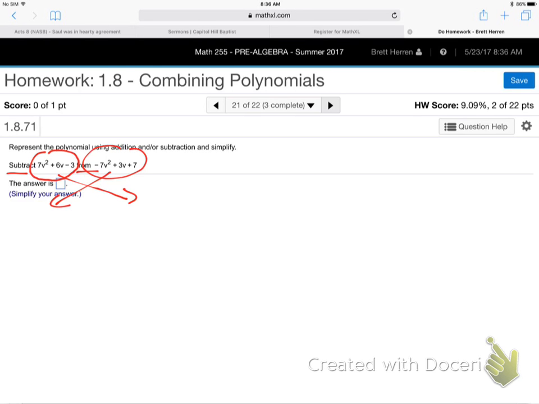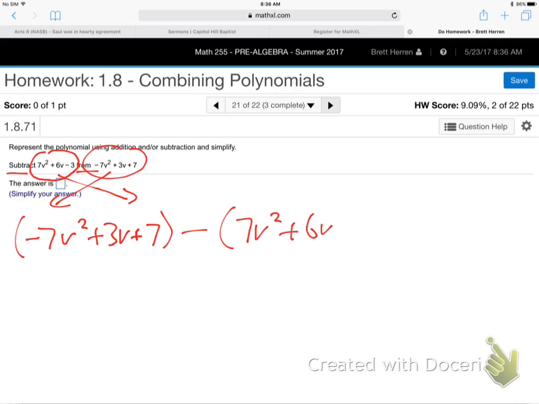If you did, it looks like, so minus 7v squared plus 3v plus 7, subtract 6v minus 3. I figured that. Is that good? See how I swapped order? Maybe I should draw these a little more clearly. So this guy goes in the front, this guy goes in the back like that.